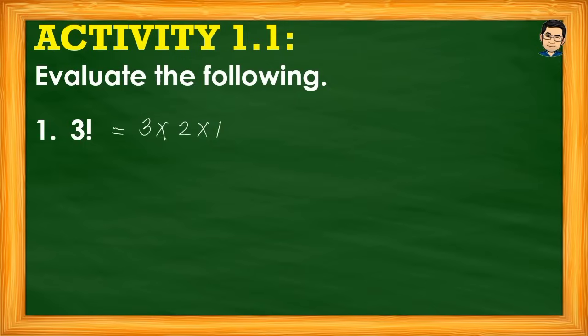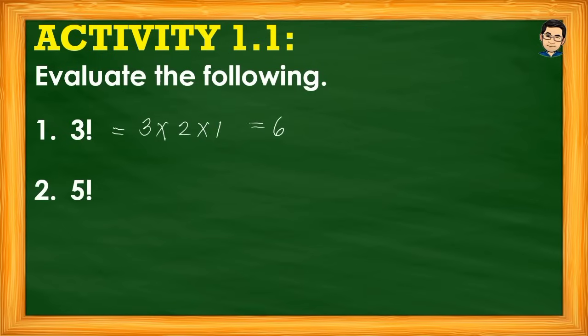So ililista lang po natin yung mga numbers starting from 3 up to 1. And then yung mga nalista natin, i-multiply lang po natin yan. So that is 3 times 2, that is 6, times 1. So the answer for 3 factorial is 6.